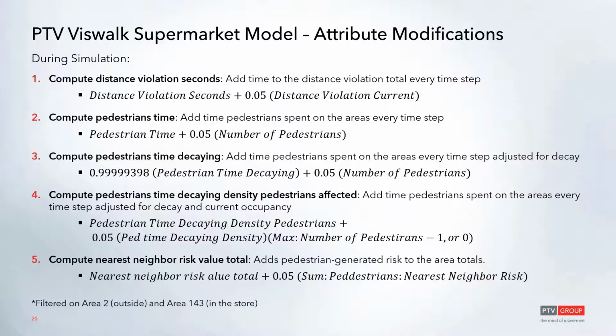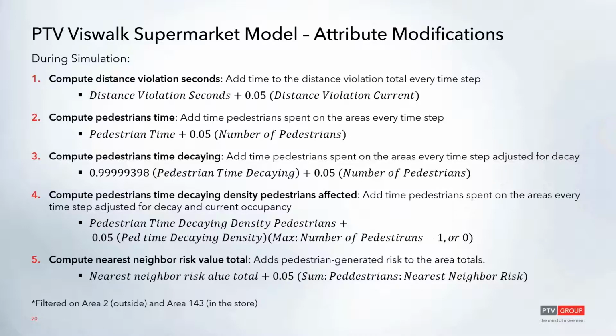And then we'll have a few more attribute modifications during the simulation that are computing different things. So the first thing is we need to identify how much time is spent within that minimum distance of 2 meters. And so you'll see here, it's kind of like a counter in a COM script where you'd say, the counter is equal to the counter plus 1, right? Here, we're going to be running the simulation with 20 time steps per second.